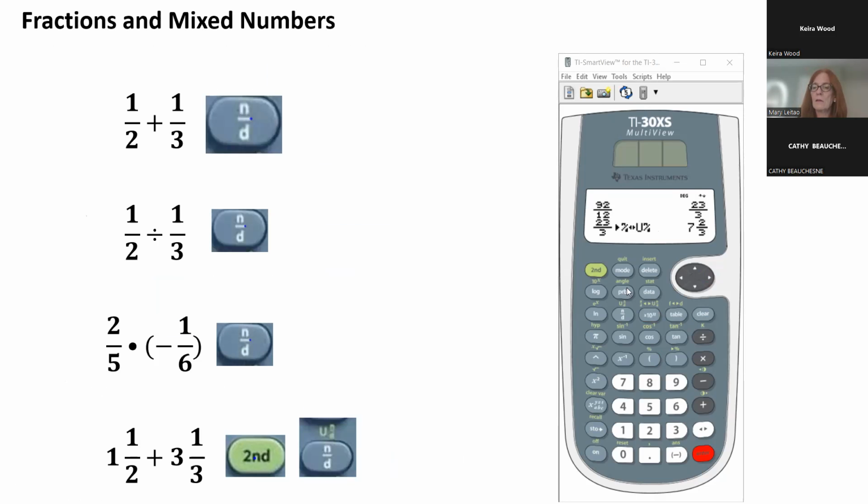And let me clear this. And we will do a couple more. 1. Arrow down, put in the 2. Come out of the fraction by arrowing to the right. Plus fraction. 1/3. And the answer is 5/6.